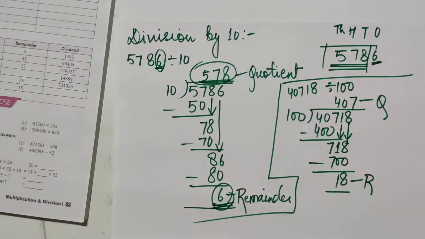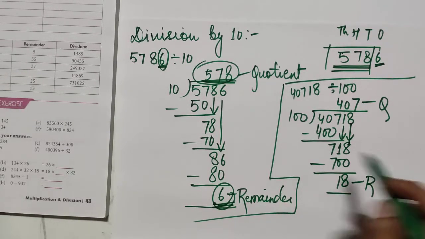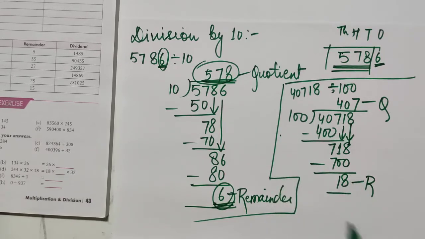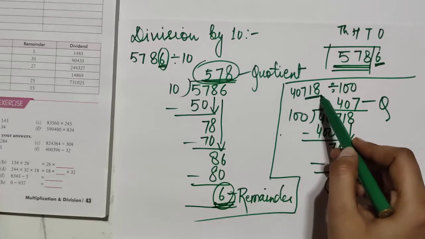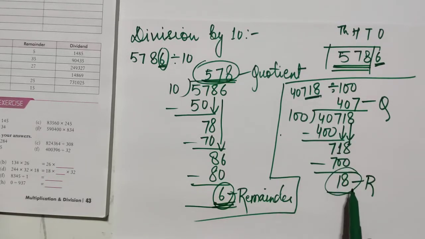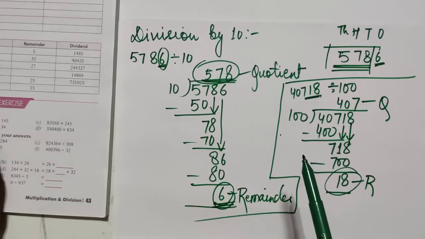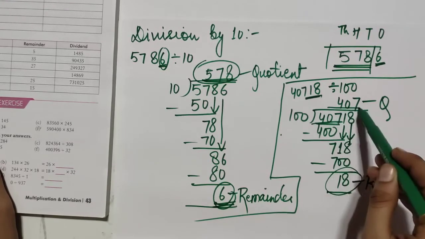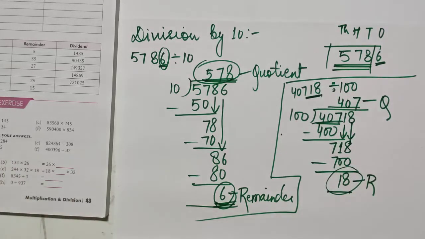Now for dividing a number by 100, we can say that the remainder will be the number formed by the ones and tens digits. Here the ones and tens digits are 18, so that is the remainder. And the quotient will be the number formed by the remaining digits. So the remaining digits are 407, which is the quotient. This is division by 100.